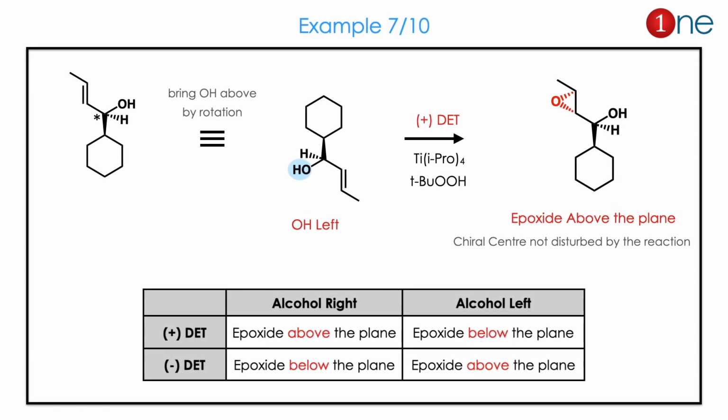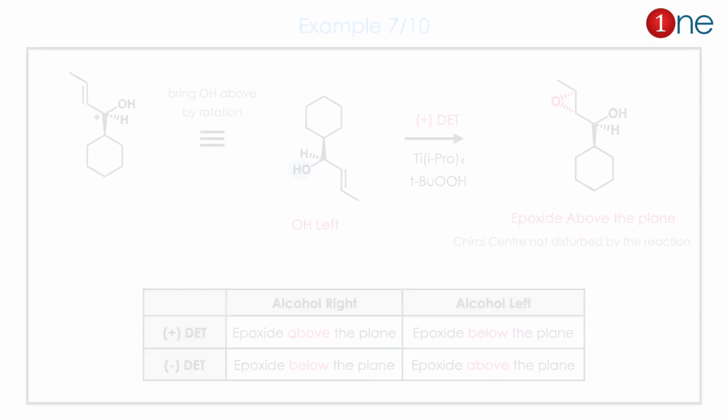Then let us look at the next question. The starting material is a chiral compound with a chiral center near the ring and you have a side chain allylic double bond. Here you have to find the product. As per theory, you have to bring the double bond vertical. Hence the whole ring comes to the vertical position, OH left, plus DET. So you have the epoxide below the plane. So the fact here is the chiral center is not disturbed by the reaction.